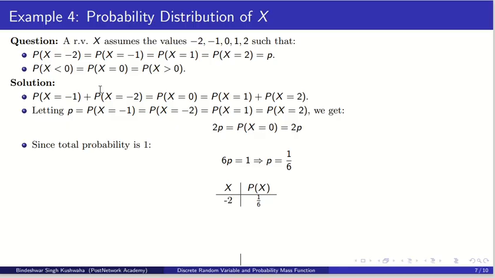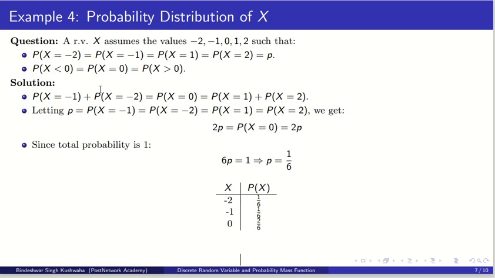Now see the probability distribution. For minus 2 it is 1 upon 6, for minus 1 it is 1 upon 6, for 0 it is 2 upon 6, for the value of x 1 it is 1 upon 6, for 2 also 1 upon 6. So hope you understood all the examples.